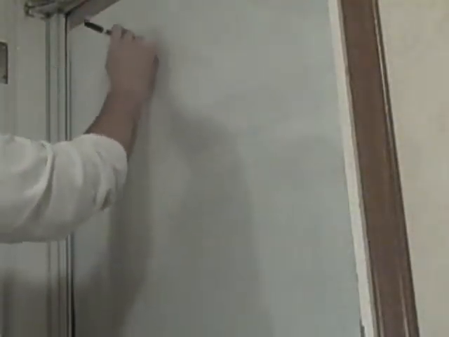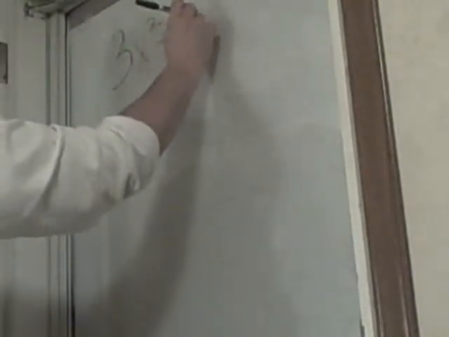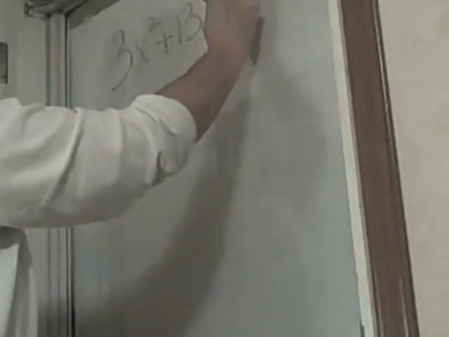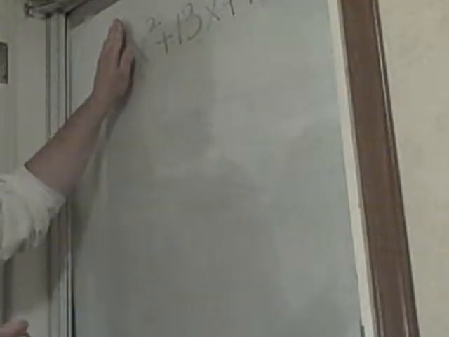First problem looks like this: 3x squared plus 13x plus 12. Now, like I said, in previous lessons, we have factored without that number 3 there.